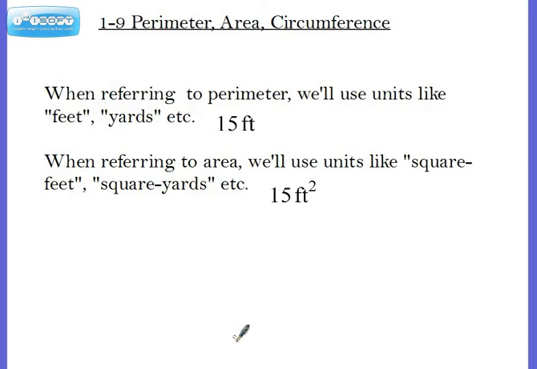Whenever we're talking about perimeter, we're going to use units like feet, so 15 feet. If we're talking about area, we're going to use square feet, so 15 square feet. This does not mean that the 15 is getting squared. This means that our area is being composed of small little boxes, each 1 foot by 1 foot, and that's why it's square feet, because it's being made up of tiny little squares, 15 of them that are 1 foot by 1 foot. Again, this does not mean that 15 is getting squared. Be careful.